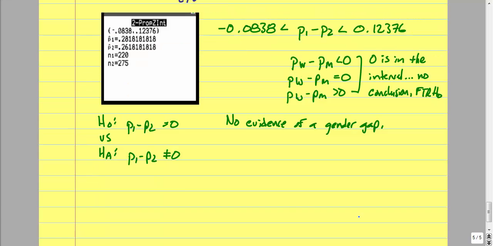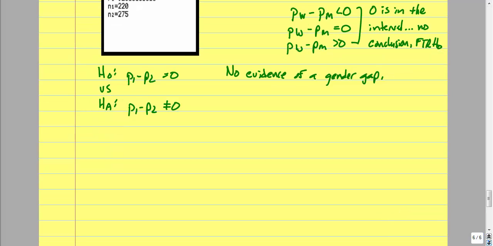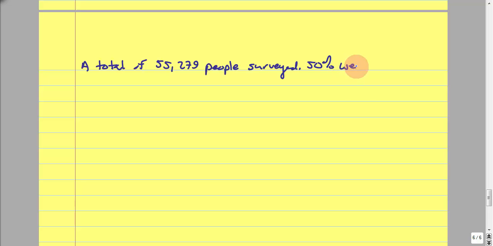Okay, let's go ahead and look at one last problem. For our last problem, we're still going to be talking about a confidence interval and relating the idea of the confidence interval to a two-sided hypothesis test as well. Now for this one, we are given that a total of 55,279 people were surveyed. They also tell us that 50% were male, and then of course by default 50% were female.